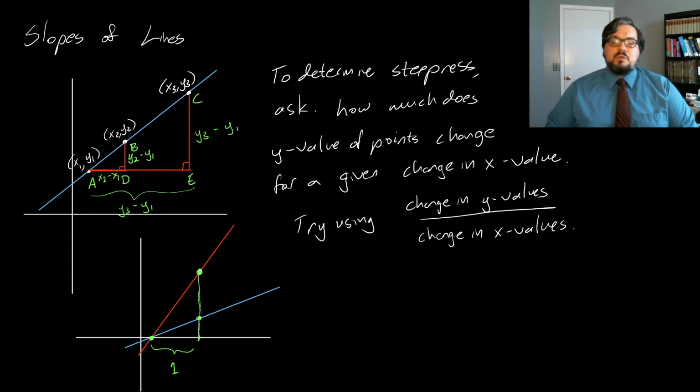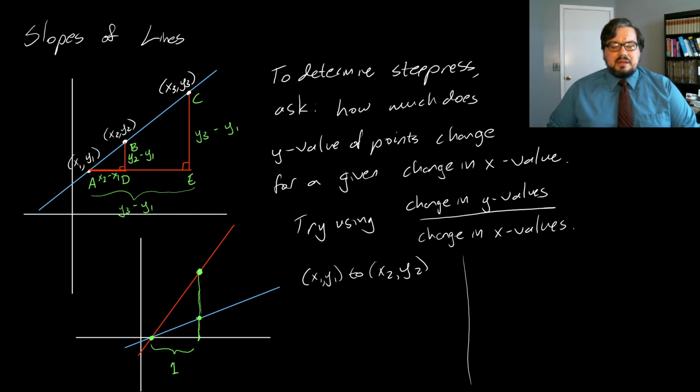And I'm going to do this with a couple of pairs of points. I'm going to do this when I go from x1, y1 to x2, y2. And if I do that, then I see that when I move from x1, y1 to x2, y2, the difference in the y values is y2 minus y1. It's the length of the vertical side of this triangle. And the difference in the x values is x2 minus x1. It's the length of the horizontal side.